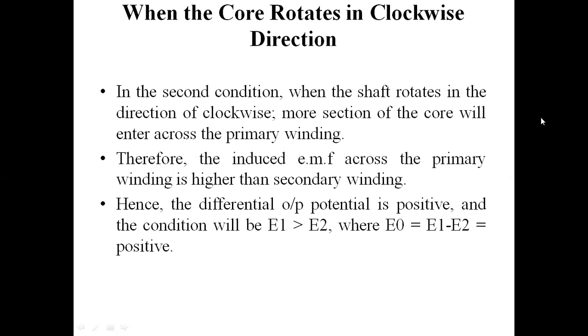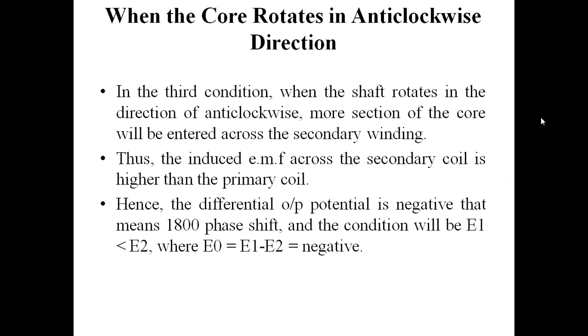In the case of clockwise direction, the rotation of the cam causes an increasing voltage in one of the secondary windings. So more section of the core will enter across the primary winding. Therefore, the induced EMF across the primary winding is higher than the secondary winding. So the differential output potential is positive, and the condition will be E1 is greater than E2. So you'll have a positive direction.